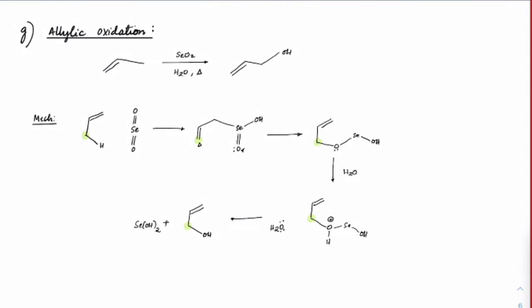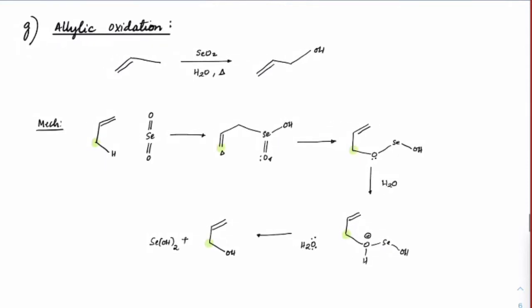Allylic oxidation. In case we have an allylic group here, we can see there is an allylic position here, and all we need at the allylic position is at least one hydrogen. At the allylic position we should have at least one hydrogen, and when you treat that with selenium dioxide, the reaction will go through some concerted steps.